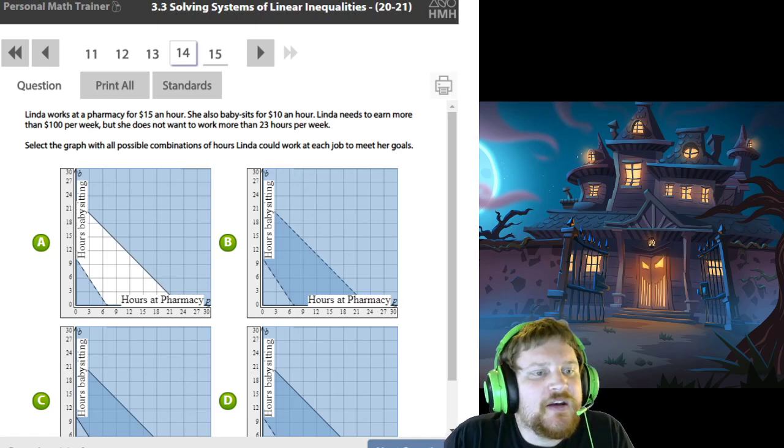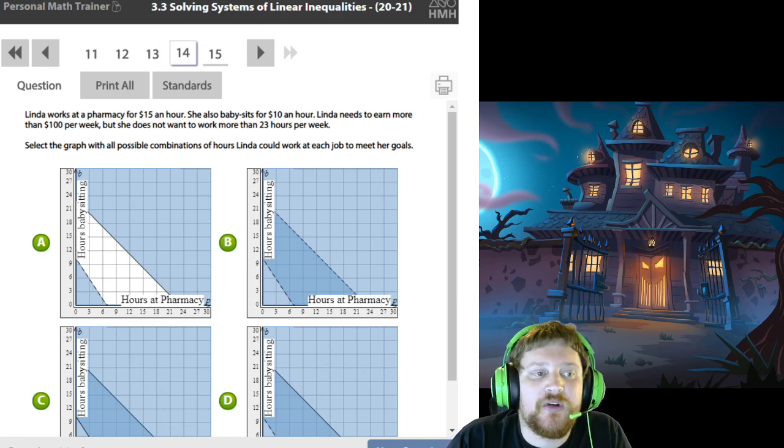All right. Linda works at a pharmacy for $15 an hour. She also babysits for $10 an hour. Linda needs to earn more than $100 per week, but she does not want to work more than 23 hours per week. Select the graph with all possible combinations of hours Linda could work at each job to meet her goal.